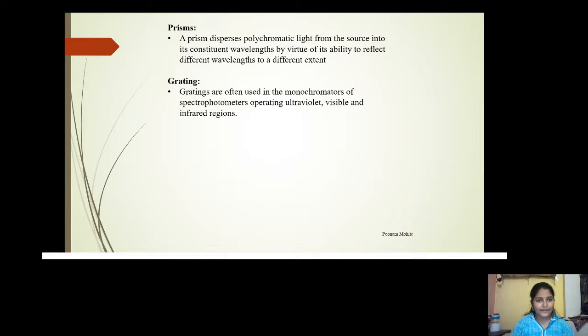Let's see the prism. A prism disperses the polychromatic light from the source into its constituent wavelengths by virtue of its ability to refract different wavelengths to a different extent. Next one is the grating. Gratings are often used in the monochromators of spectrophotometers operating in the ultraviolet, visible and infrared regions.